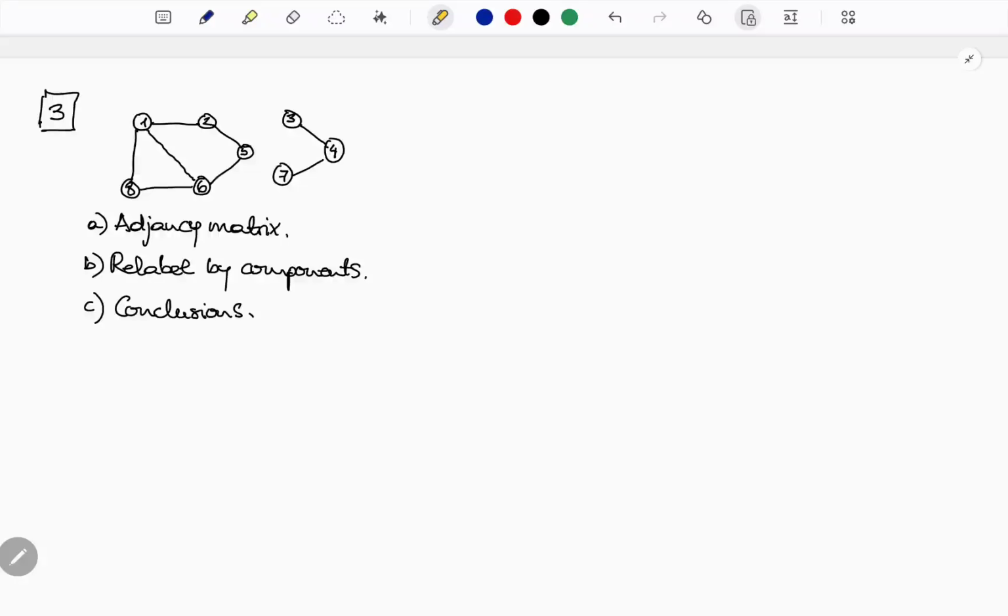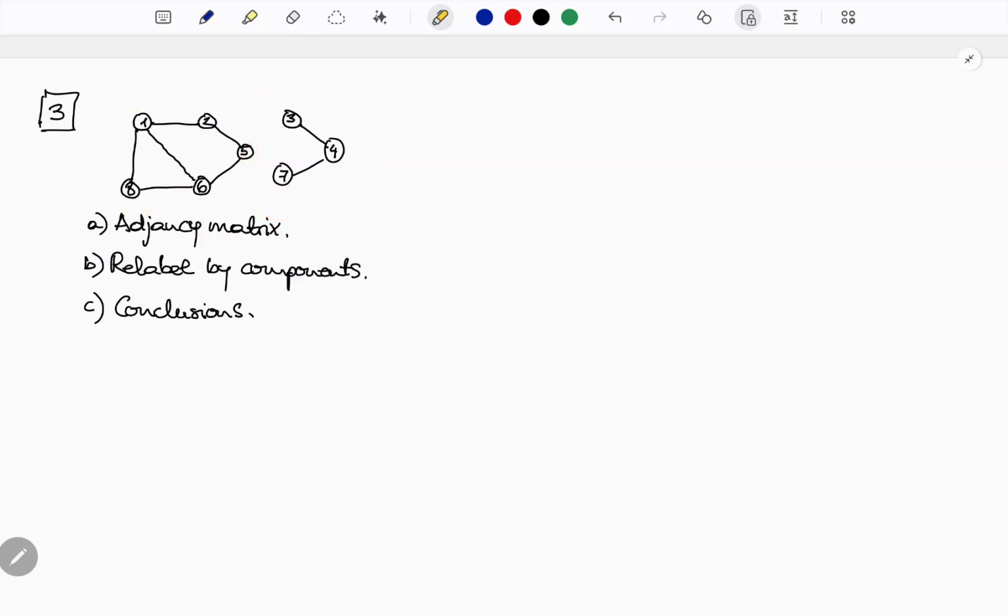This is exercise 3 of problem set 1. And now in this case, they're giving me this network over here. This is the network that I have to work with. And as we can see, this is a disconnected network. It has two components. This is the first component and this is another component.